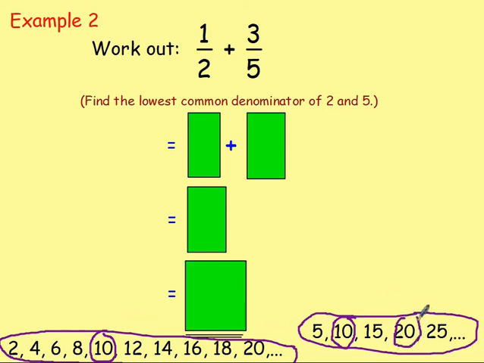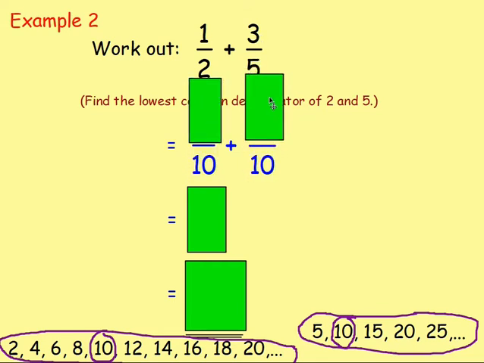Note there is also a 20. There's a 20 there and a 20 there. Would you use the 20? No. Why not? You want the lowest. You do indeed, yes, you want the lowest, so you wouldn't use the 20, you would use the 10. Which means we can change 1/2 to something over 10, and we can change the 3/5 to something over 10 as well. So the denominator would then be the same.